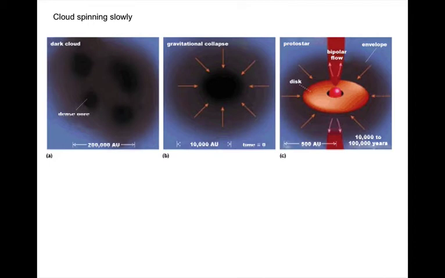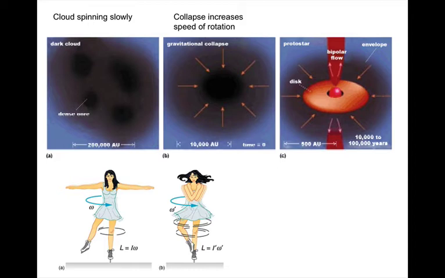So when the cloud was in the dense molecular cloud phase, it was spinning very slowly, and as it started to collapse, that increased the speed of rotation for the same reason that when a figure skater pulls in her arms, she starts to spin faster. A phenomenon called conservation of angular momentum. So the material that's pretty far away from the protostar is not very affected because it's not collapsing very much. But as you get closer, the material, as it's collapsing, will start to spin faster and faster.